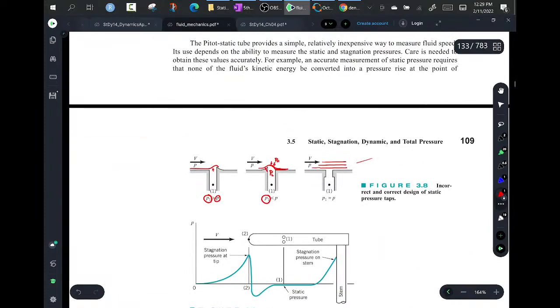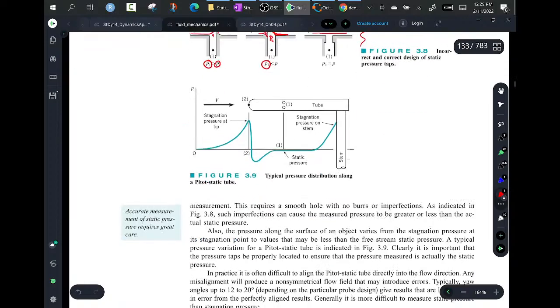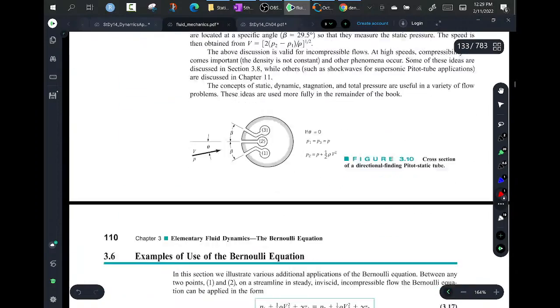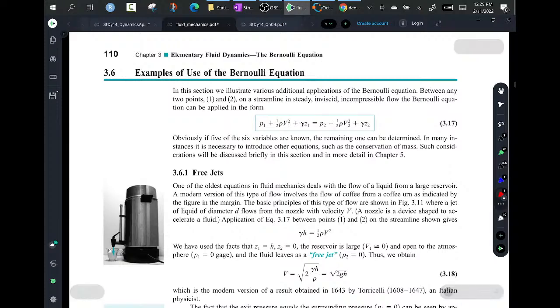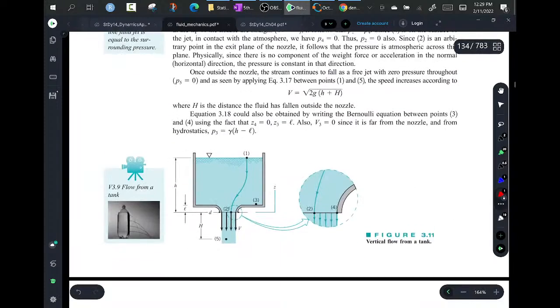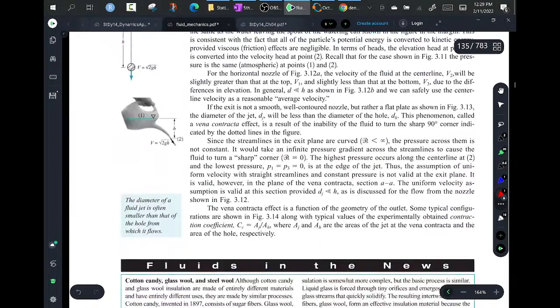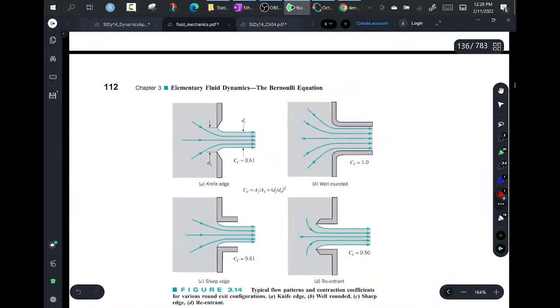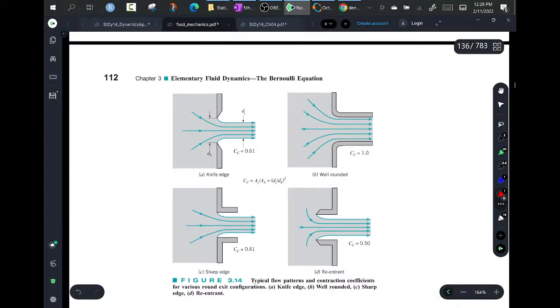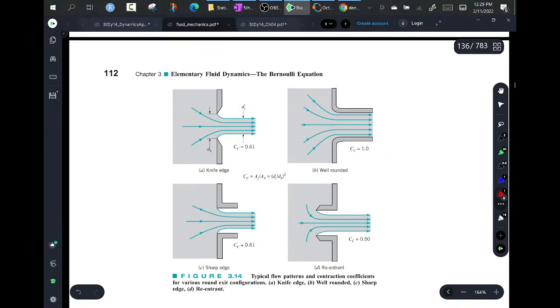Okay, I talked about that. Examples of use of the equation. So I would say read through this. This is a contraction coefficient. In other words, if you've got a certain diameter, there's a possibility that it might shrink down, and some of it, this being air and this being water.